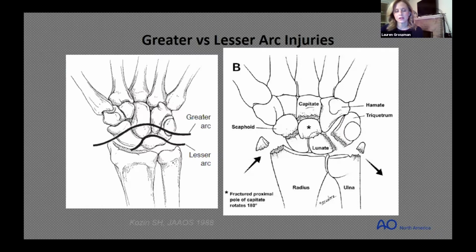So here's a little schematic where on the left is what I just showed on the x-ray, but here we have on the right showing all the different types of fractures. But what I find quite interesting on this is that when you have a capitate fracture with the perilunate dislocation, the proximal pole of the capitate head rotates 180 degrees, as you can see here by the star in the middle.